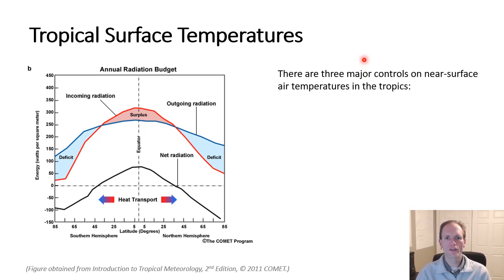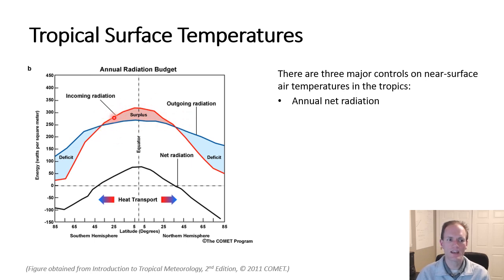So like there are three different climate zones in the tropics, there are also three major controls, things that govern near-surface air temperatures within the tropics. Our first one is the annual net radiation budget, which we depict over here. So this is another repeat of a diagram that we saw earlier on in this lecture. Again, we have a net surplus of radiation.